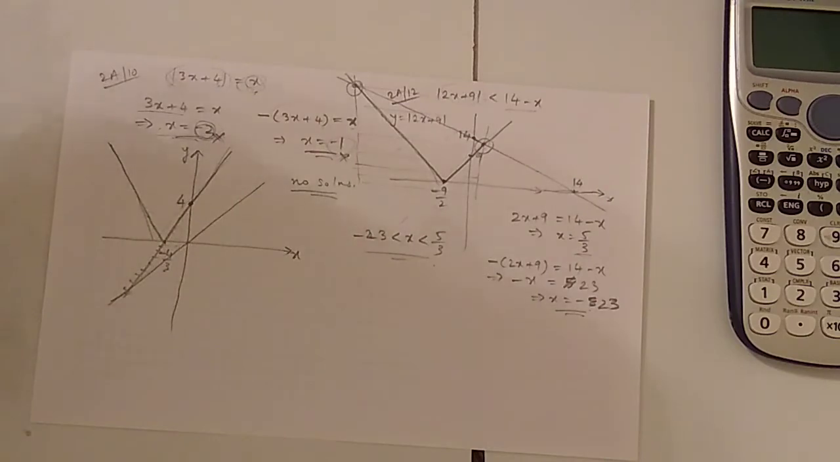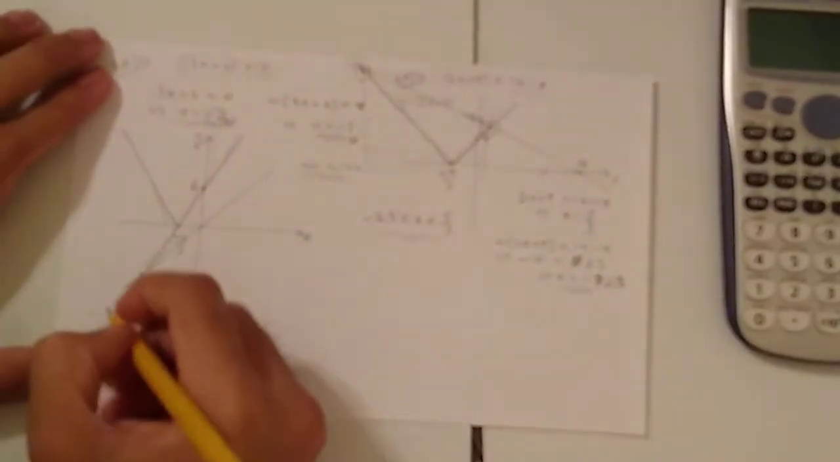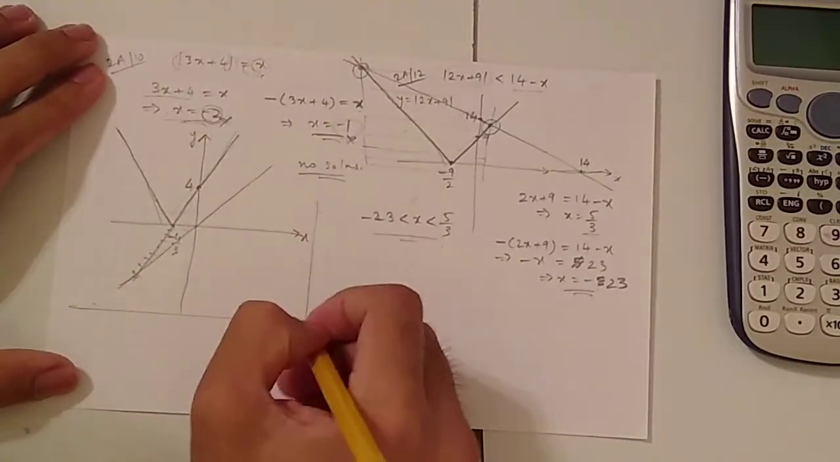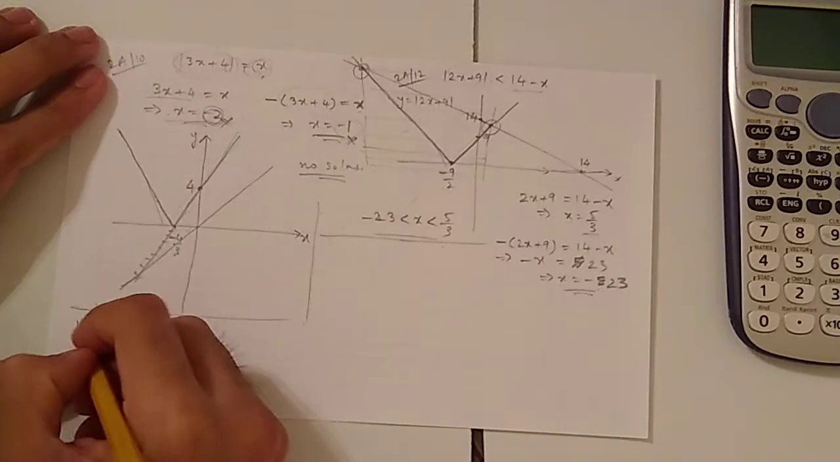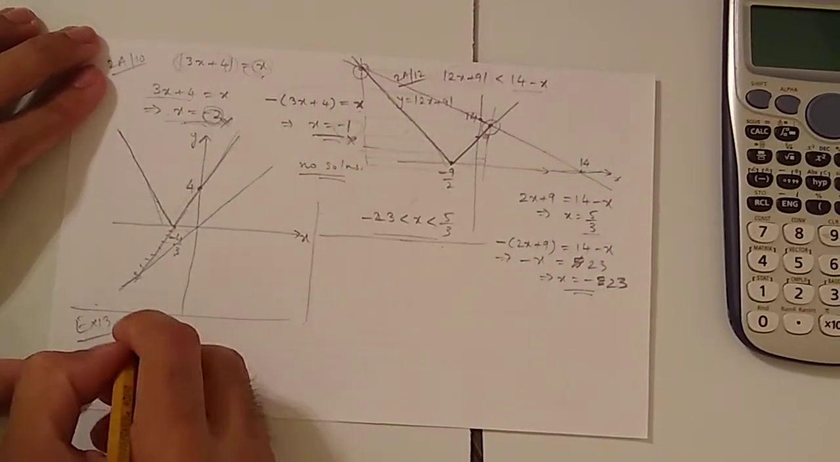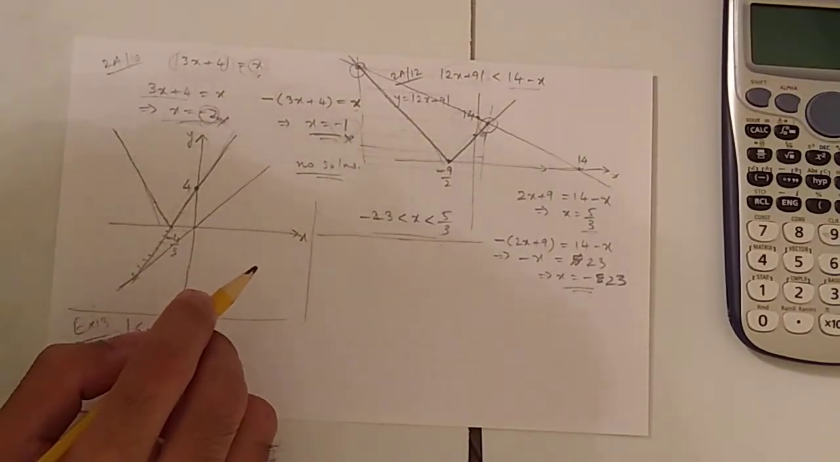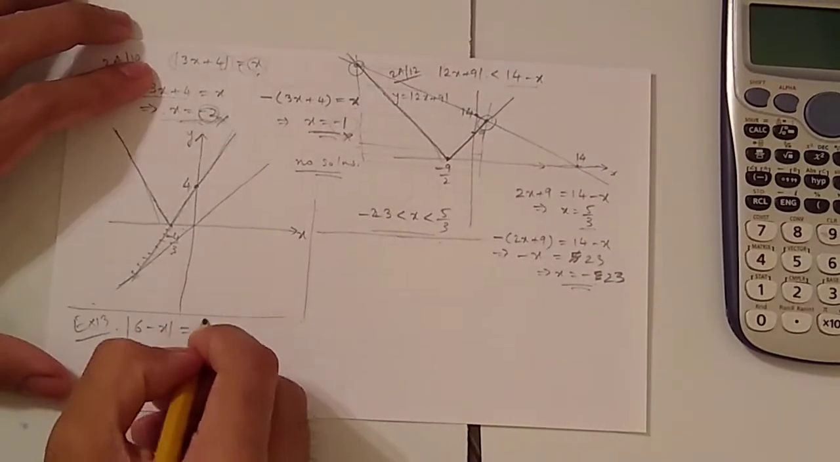Alright, let's do another example. In this example you're going to do question number 13. In question number 13 they're asking us about the equation: the modulus of 6 minus x is equal to half x plus k.